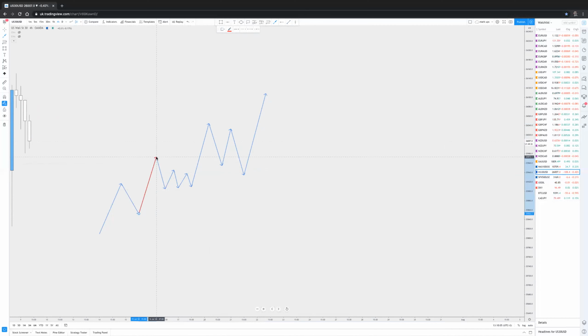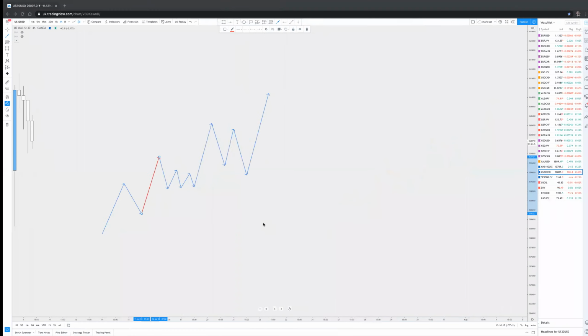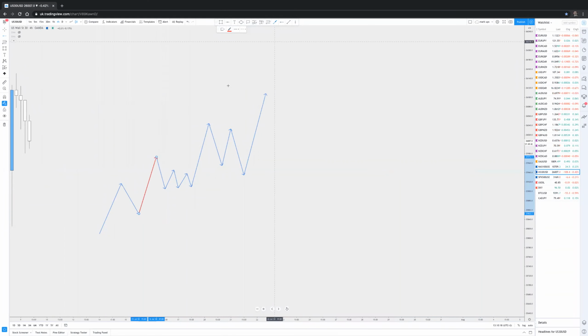So if I see this as my impulse, okay, the second step is to draw support and resistance at the high and the low of the impulse. Okay, so what I do is I fetch my horizontal line tool and I basically draw out my support and resistance at the high and low of that impulse. Now, what this is going to do is help me identify that everything in the middle, between these two lines, is a pullback. Okay.